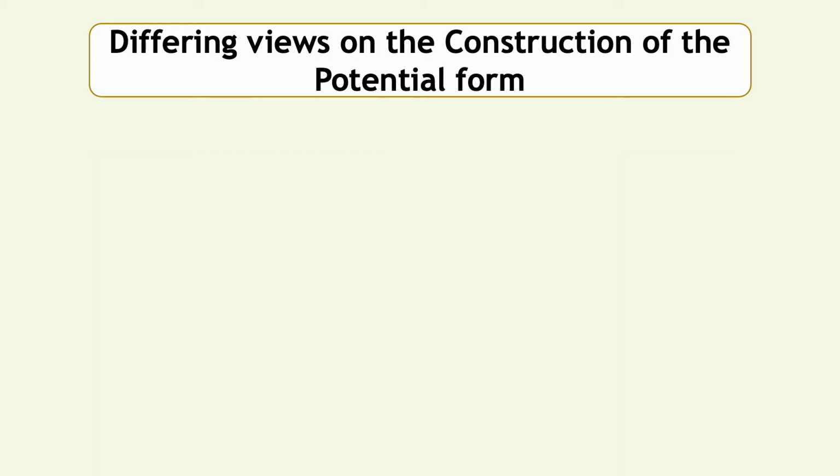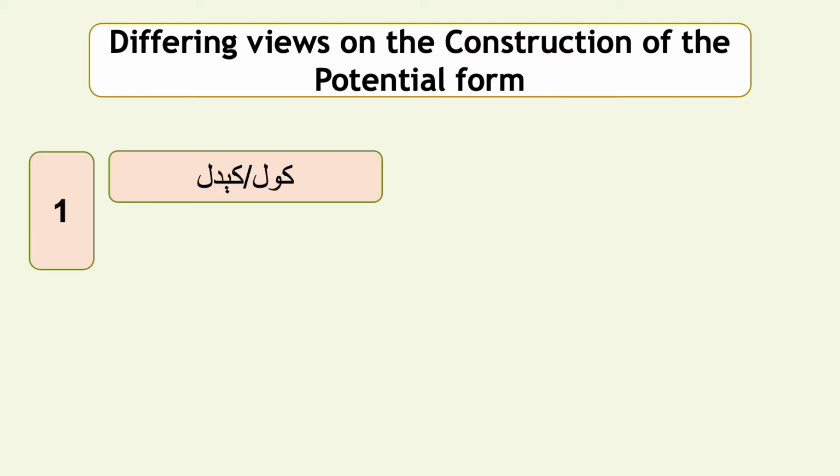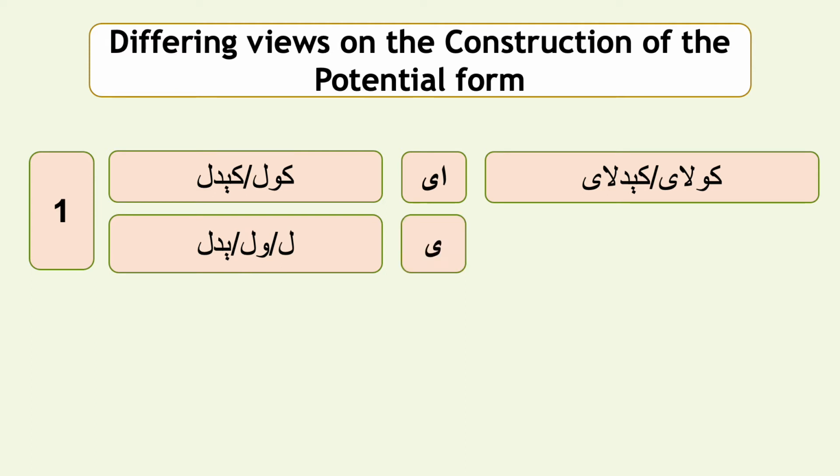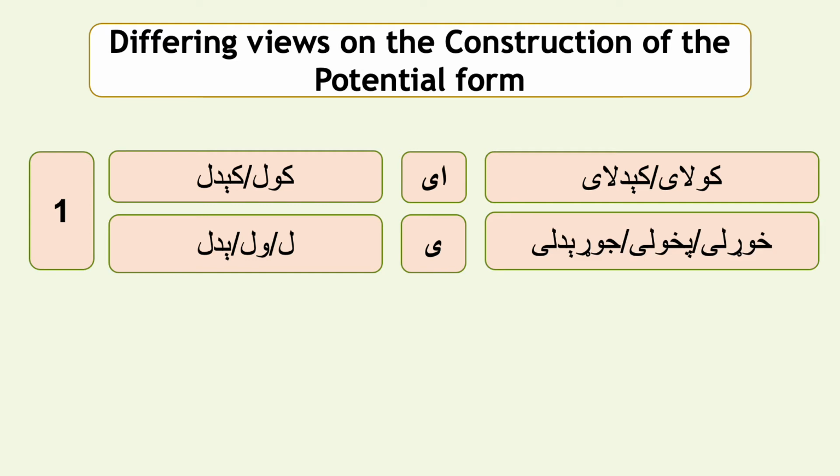There is a difference of opinions among the Afghan grammarians over the use of alef and ye in the potential construction. Some believe that only the kawal and kedal verbs should have alef and ye, for example, kawalai or kedalai, and the lam, wal and yedal verbs should have only ye. For example, khoralai, pakhawalai and joredalai.